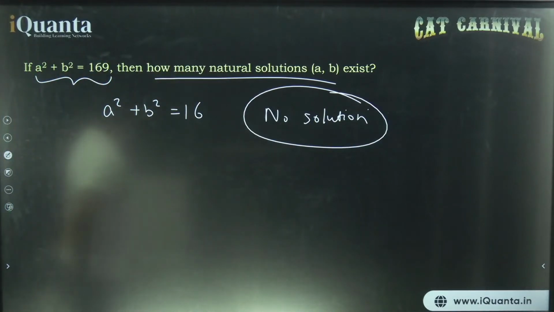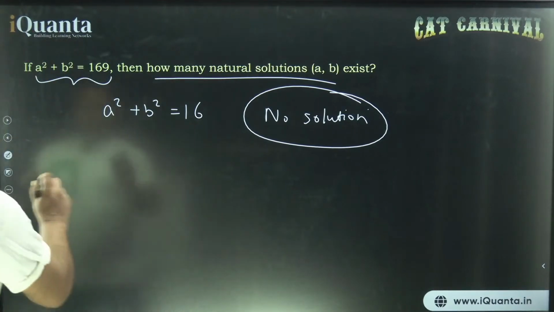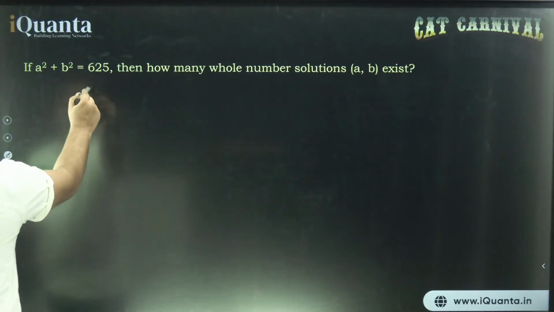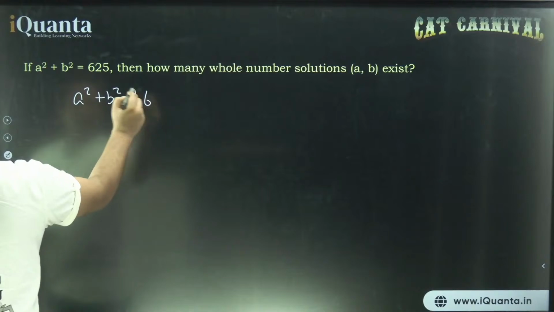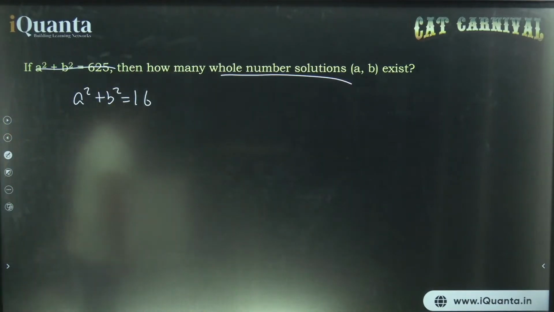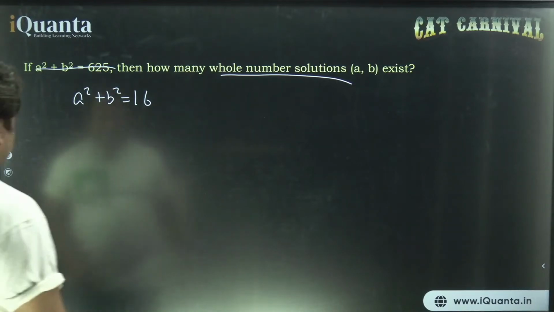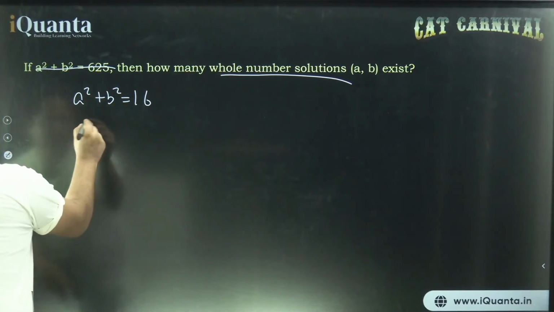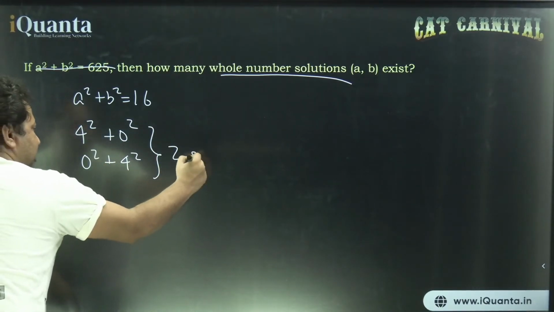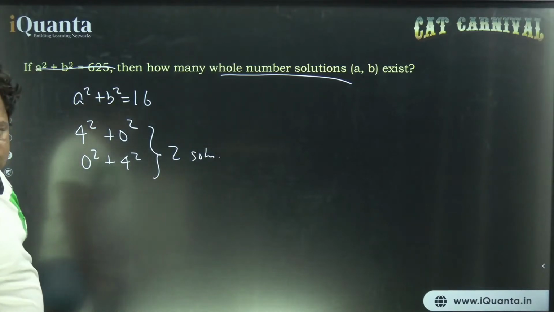You will ask how I knew so quickly. Either you can go by hit and trial and then you will realize it's not there, or there is something else. I'll tell you what is there. Let me do the same thing in this question also. A square plus b square is 16, and now I am asking how many whole number solutions are there? Can we have whole number solutions here? Of course we can. 4 square plus 0 square, 0 square plus 4 square. Here we have two solutions in case of whole numbers.